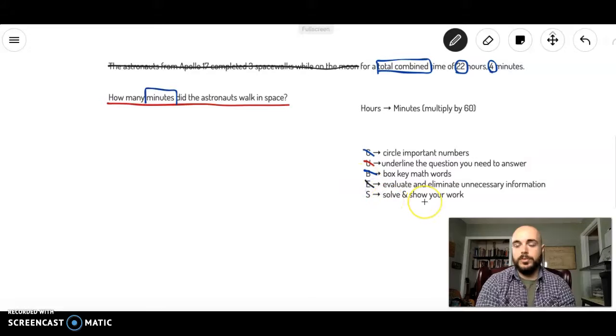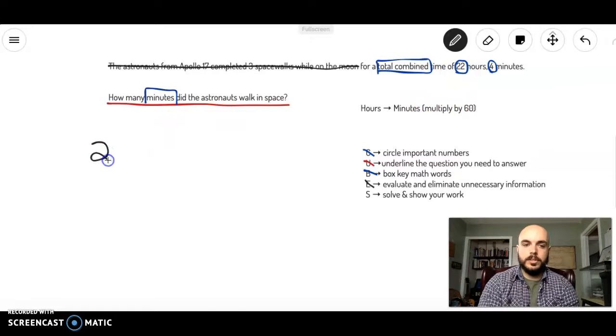Okay, next is to solve and show your work. Okay, so I need to first convert my hours here into minutes. So I'm going to take my 22 hours, and I'm actually going to multiply it by 60. I'm going to use our 2 by 2 method here. So first I'm going to start with my 0. 0 times 2 is 0. 0 times 2 is 0.